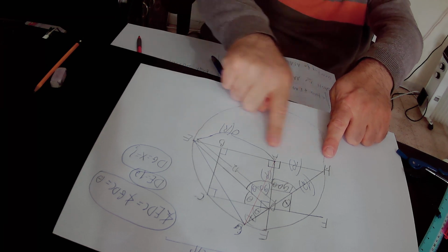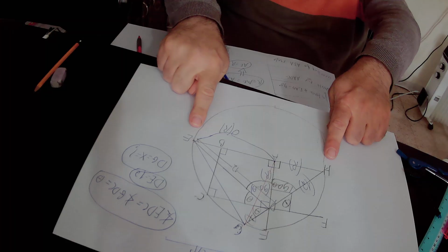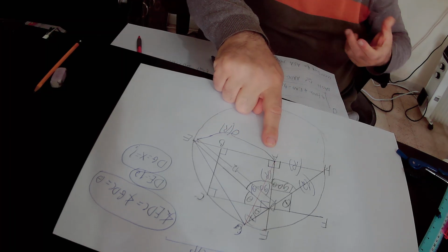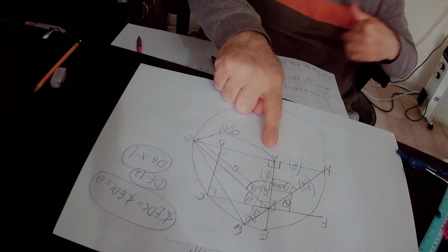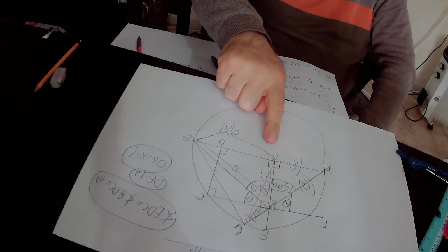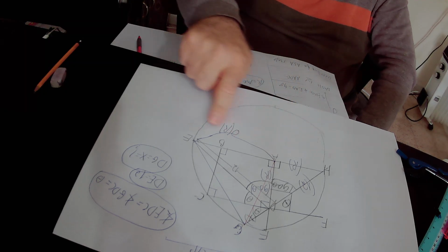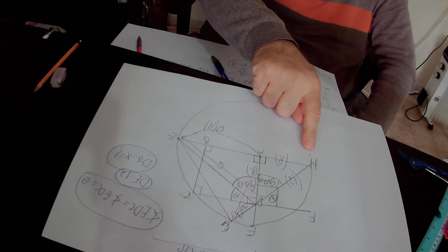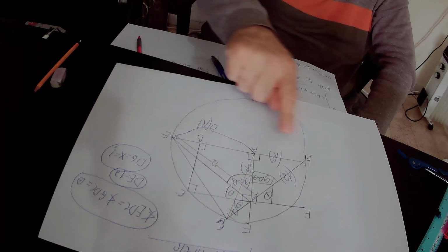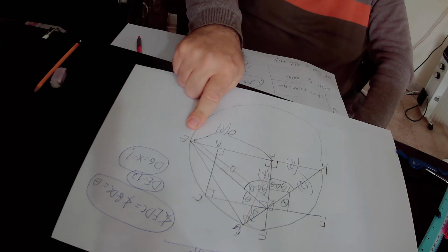So HE is a chord, but it is a chord that passes through point A, that is the center of the circle. And we know that any chord that passes through the center of the circle must be the diameter of the circle. In conclusion, HE is the diameter of the circle. Again, HE is the diameter of the circle.